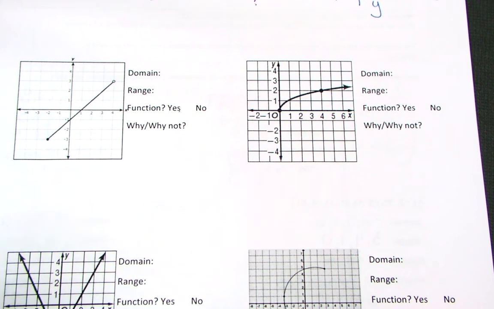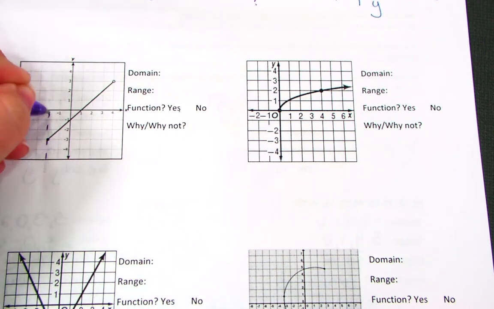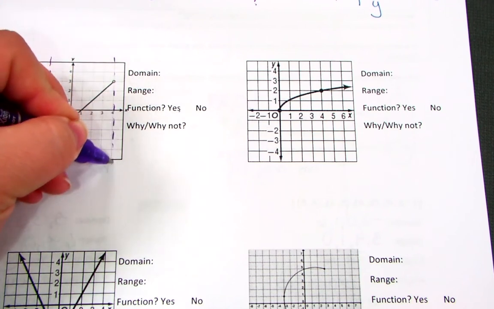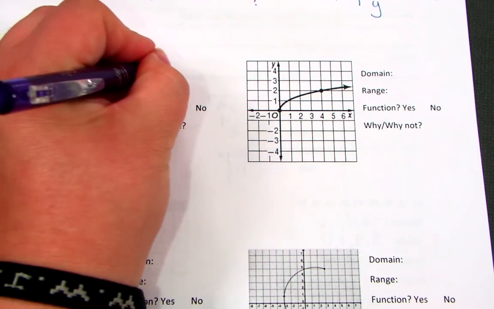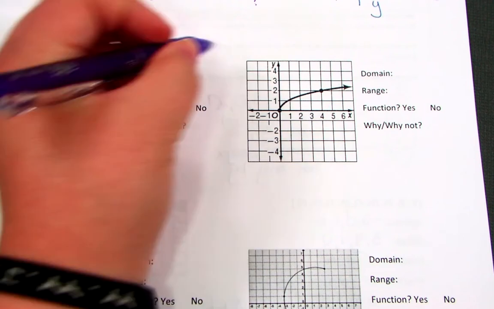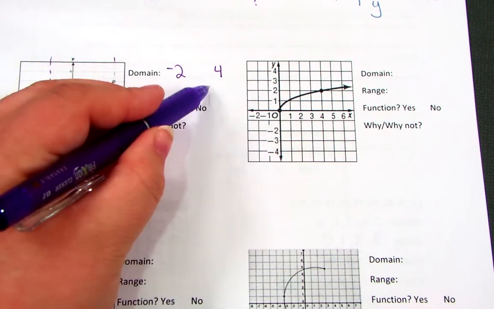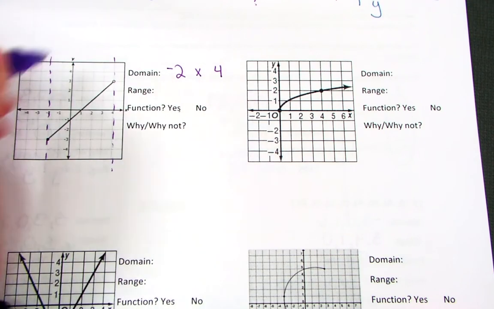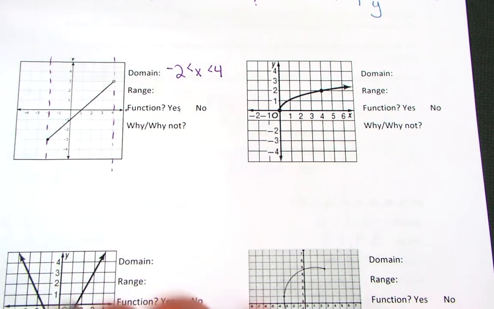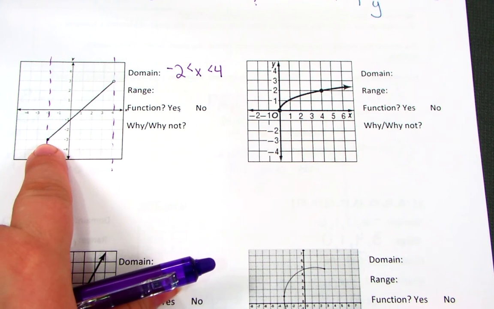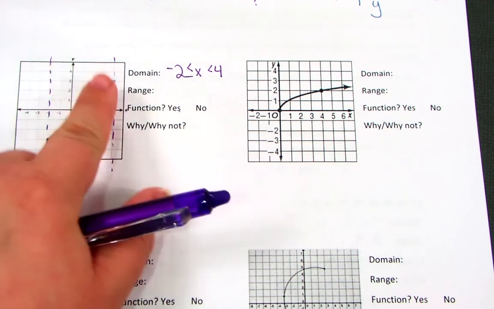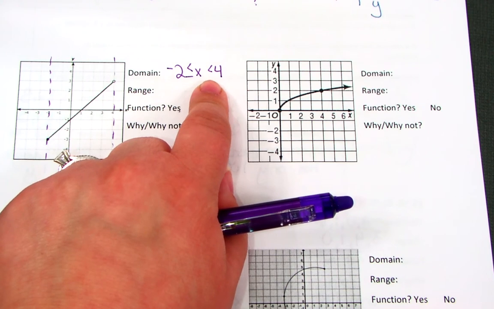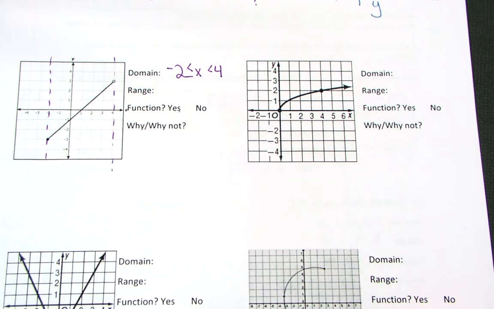Furthest to the left, furthest to the right. So I have -2 for the left and +4 for the right. Notice they go on the left and the right side. X is in between them. Two less than signs, but this one has a closed dot, so it's equal to. This one has an open dot, so we don't include an equal to sign.